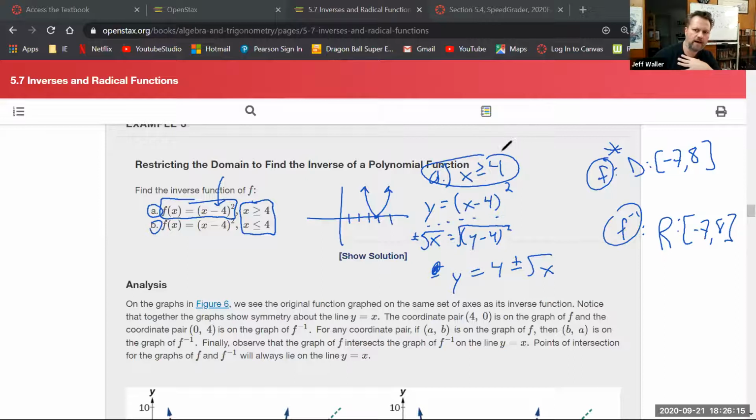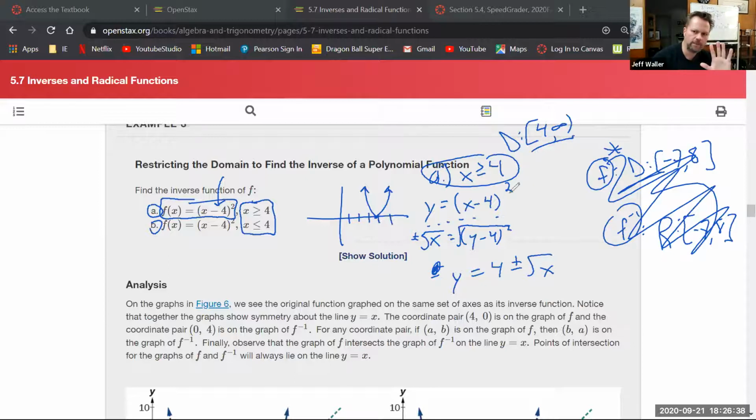Now, if my domain is 4 to infinity, then what's my range of this got to be? 4 to infinity. So which one do I check, plus or minus for part A? My range has to be 4 to infinity. Does everybody get that? My domain for part A was 4 to infinity, so my range for the inverse better be 4 to infinity. So which one is it going to be, plus or minus? Plus. Plus, because that's going to make it 4 and then to infinity as x grows.